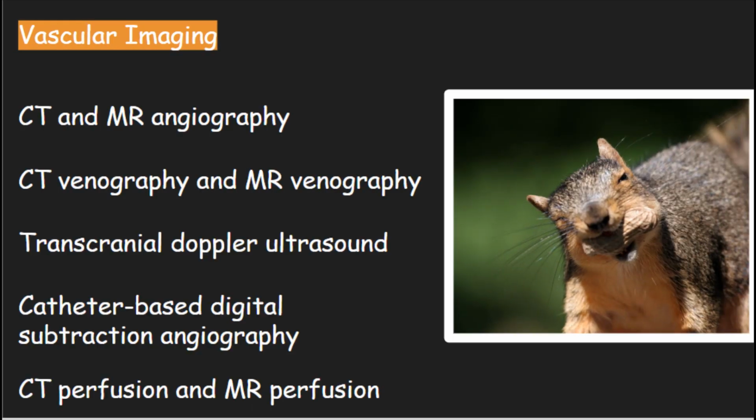Now, vascular imaging is used to assess vessels of the brain and neck. All of the listed modalities can be used for that particular purpose. CT and MRI angiography uses contrast in most cases to assess different pathologies of the brain. If contrast administration is contraindicated, different modalities can be tried.